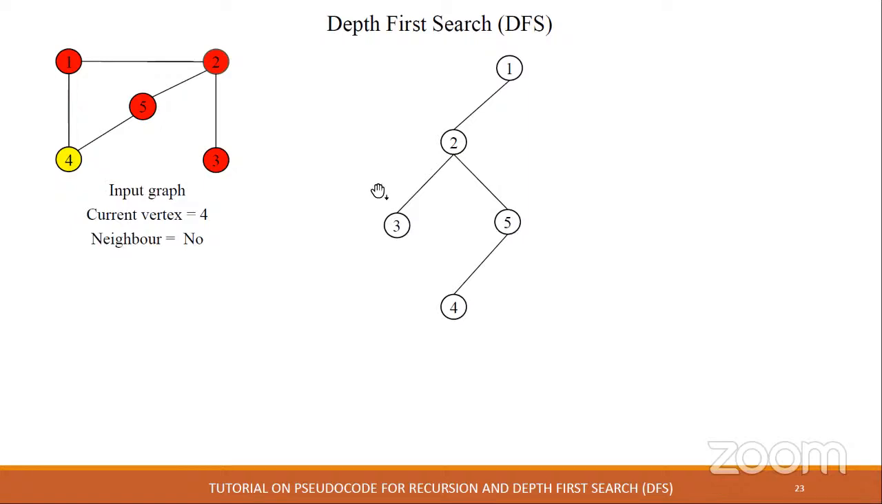Once again at 5, there is nothing pending. So go back to 2. Nothing is pending. Go back to 1. Once again at 1, there will not be anything pending. So that will be our final tree. That's the abstract way of implementing depth first search. Your input was a graph and your output is a tree.